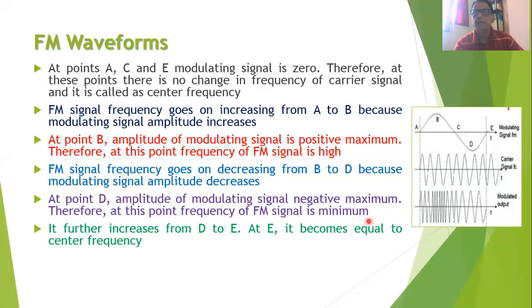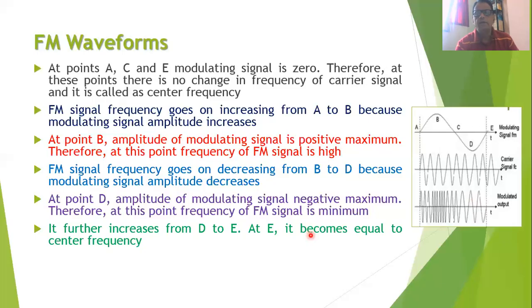You will further find that when the modulating signal travels from D to E, its amplitude again increases positively. And at E, it becomes equal to the center frequency. And therefore, as the amplitude goes on increasing, the frequency of the FM signal also goes on increasing, and at point E, it becomes equal to the central frequency.